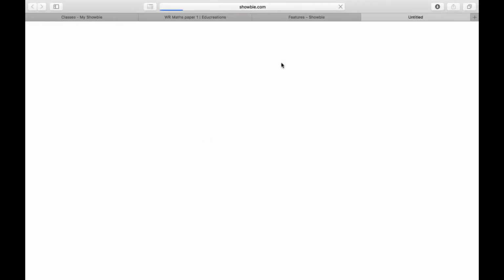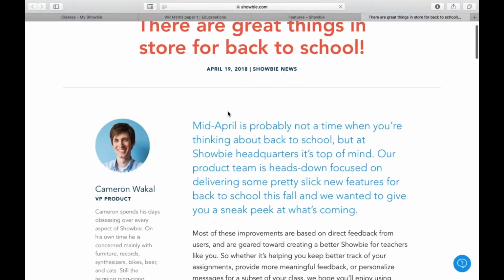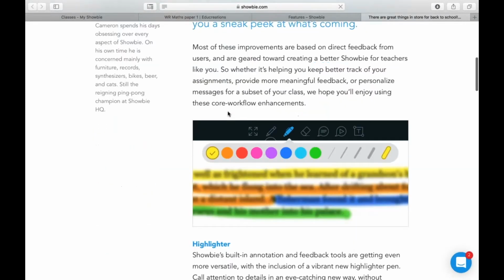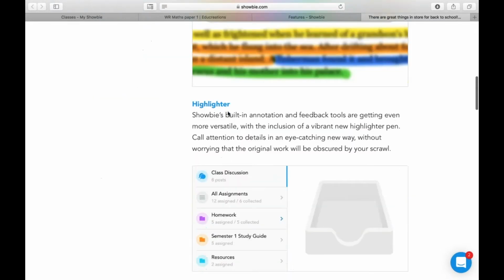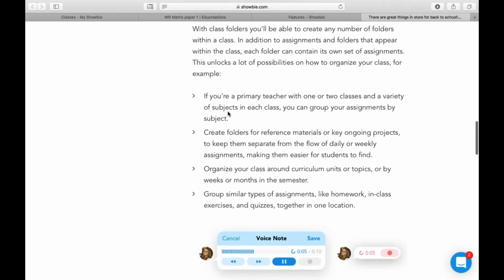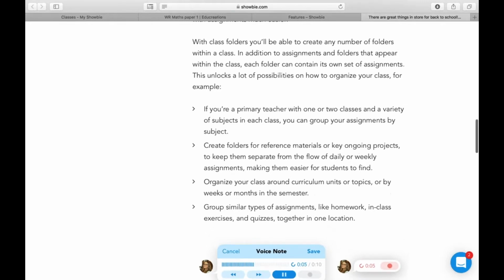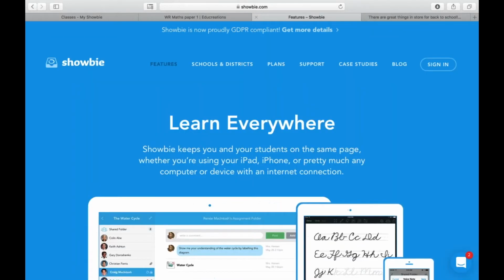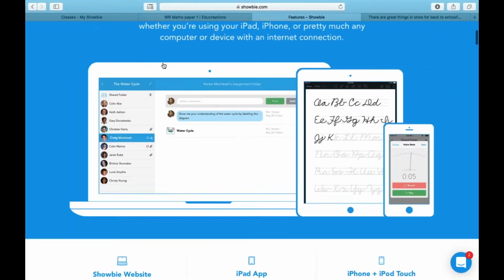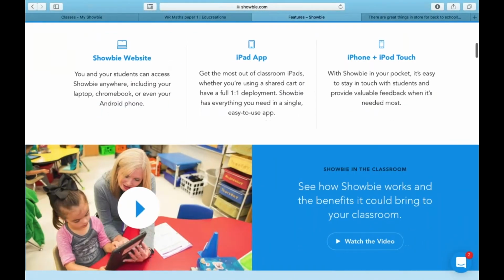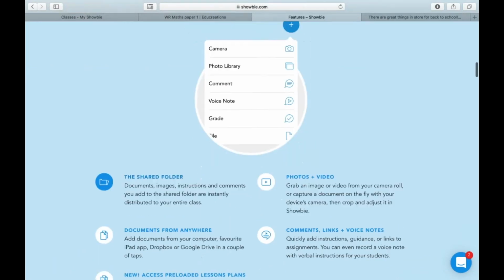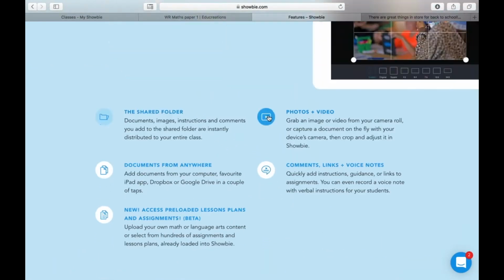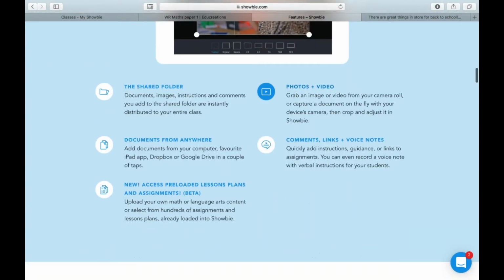And we can see here a lovely little article about back to school from Cameron, that goes into the sneak peek and an idea of what's coming, and goes into a little bit more detail, which is fantastic. And then I also just thought I'd signpost you to, on the main Showbie website, the features tab, which goes into everything that I said in a little bit more detail, and it looks beautiful, and you can do lots of clicky things, and yeah, it's absolutely fantastic.